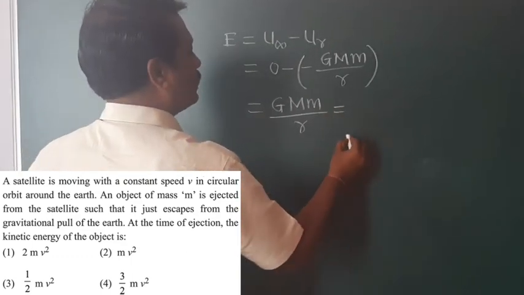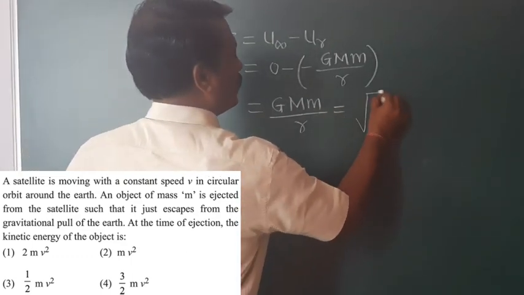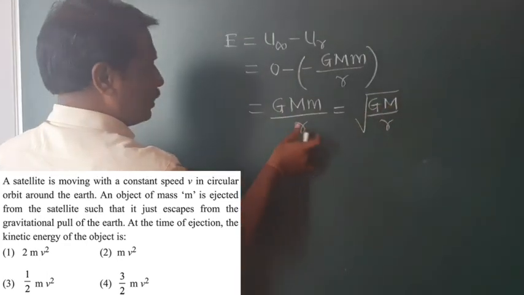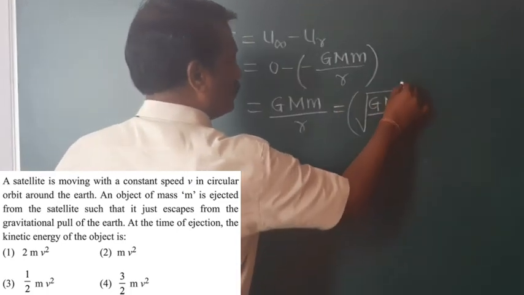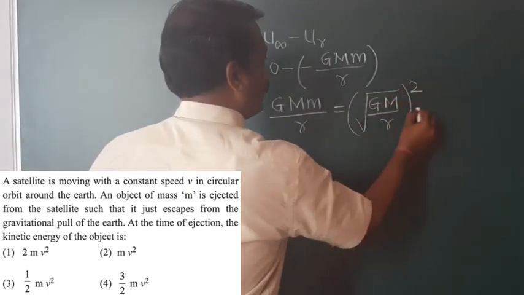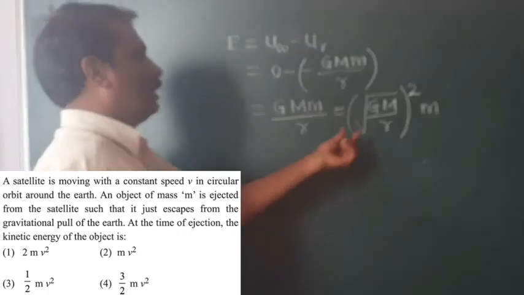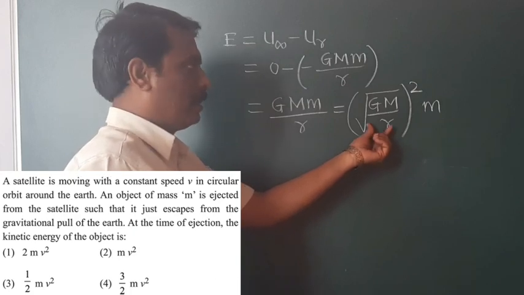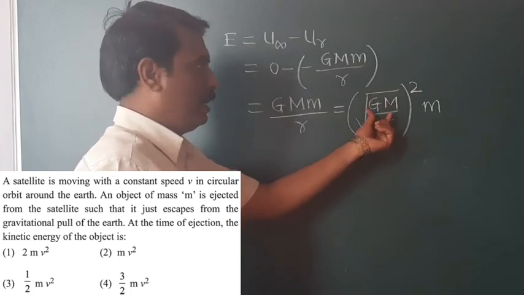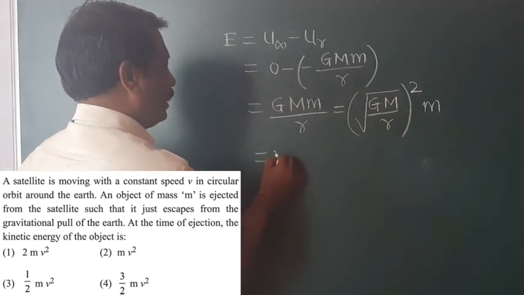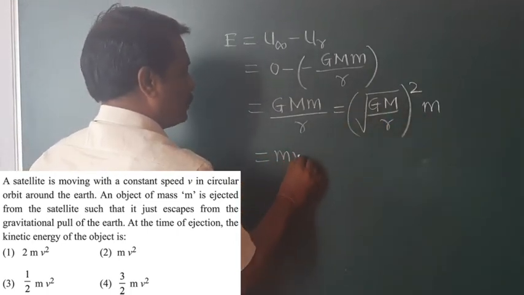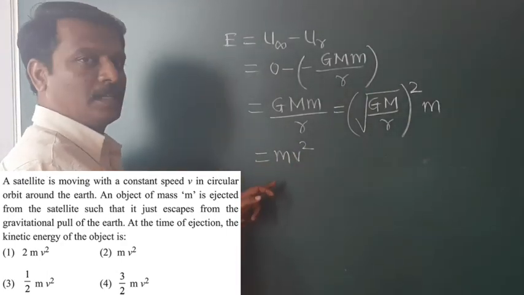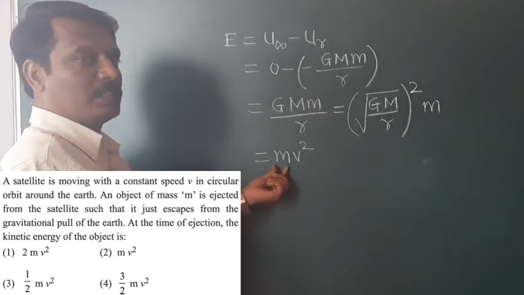So this can be written, I will write it this way, as square root of GM by R whole square into m. Because we know that square root of GM by R is the orbital velocity of the planet. So this can be replaced by V. When we replace it by V, it becomes mv square. So the kinetic energy of the planet when it escapes from the gravitational pull of the earth is mv square.